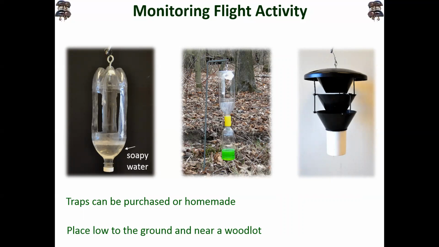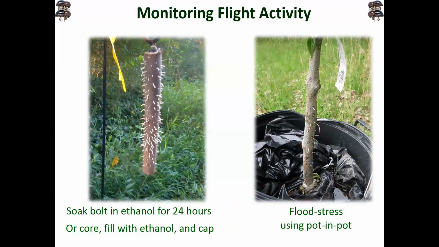Now, you can also monitor flight activity using an ethanol-soaked bolt. This was from a colleague of mine, Pete Schultz at Virginia Tech, where they soaked a bolt in 95% ethanol. Well, they cored it, so they drilled out the center of the stem, filled it with ethanol, and then plugged it.